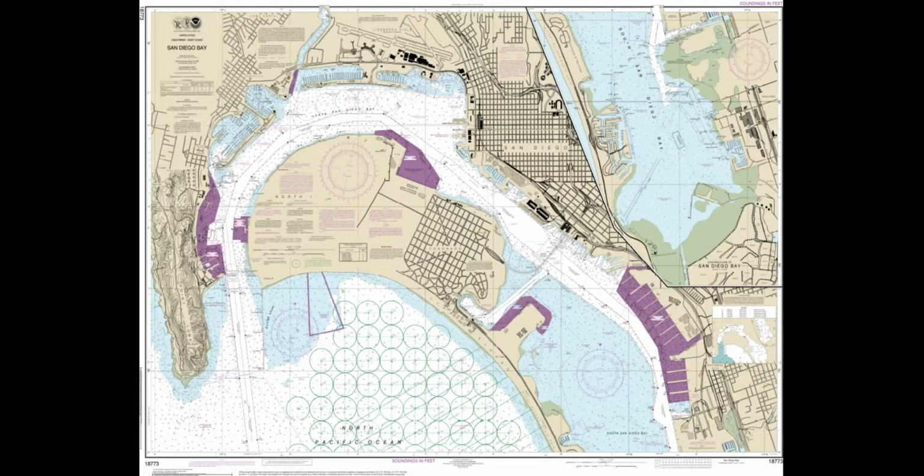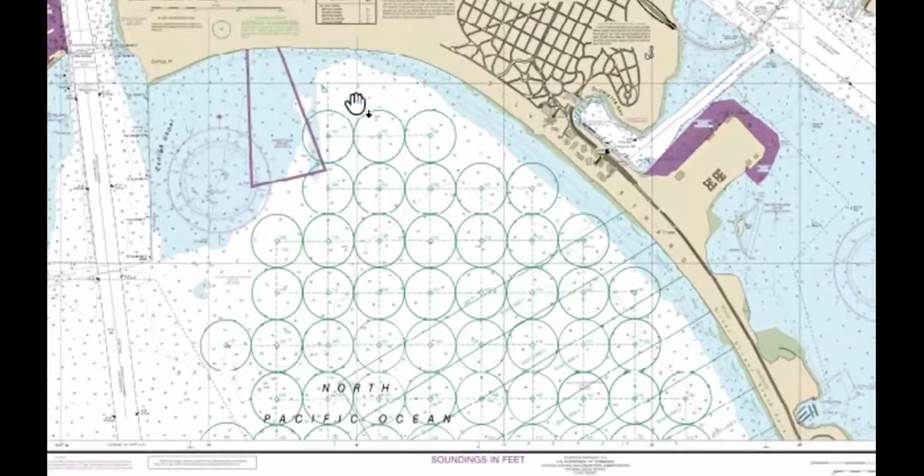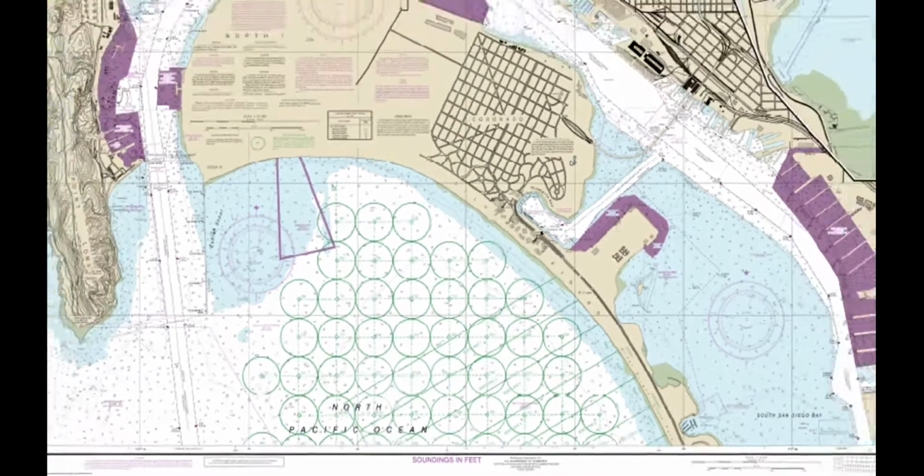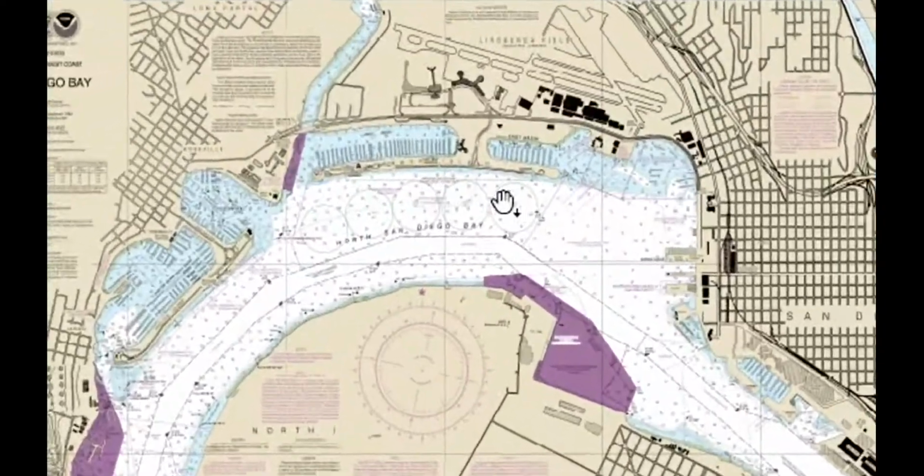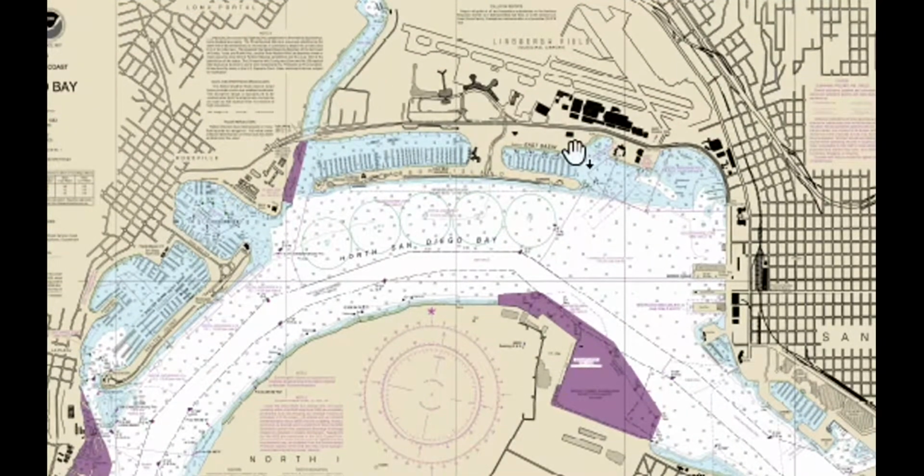Before I zoom in at all, I want to just take in the whole chart. I can already see a lot of key features of this chart at this very zoomed out level. I see a lot of anchorages out here outside of the harbor. I can also see a couple anchorages right in here. So now I know where I can anchor.